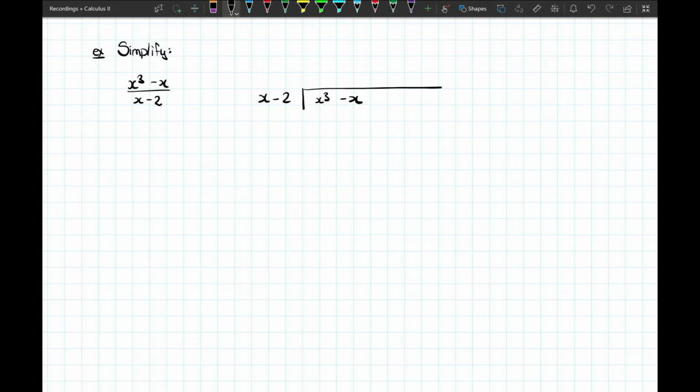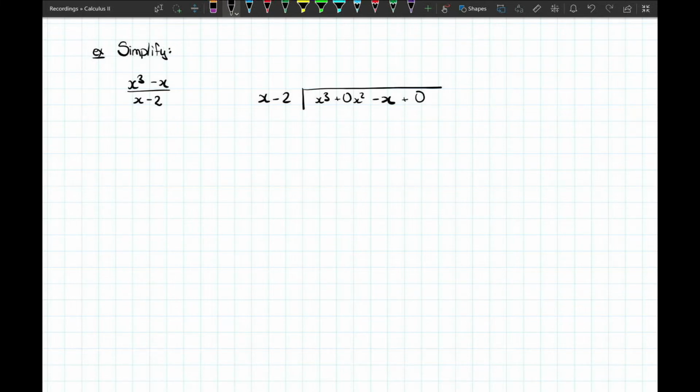With long division, we're going to divide x cubed minus x by x minus 2, or x minus 2 needs to go into x cubed minus x. Now, it's going to be a lot easier if we actually take a look at all of the zero terms as well. So I will write in a plus 0x squared and a plus 0.